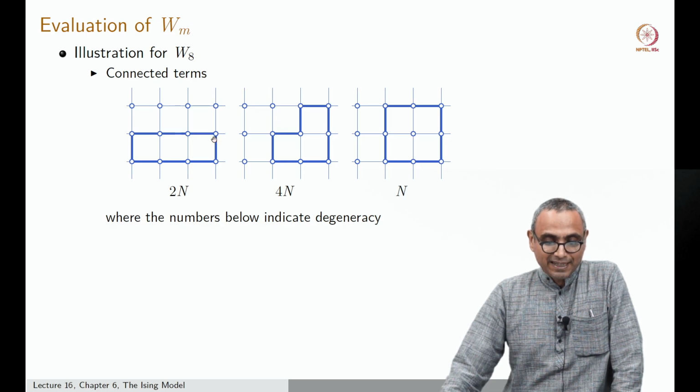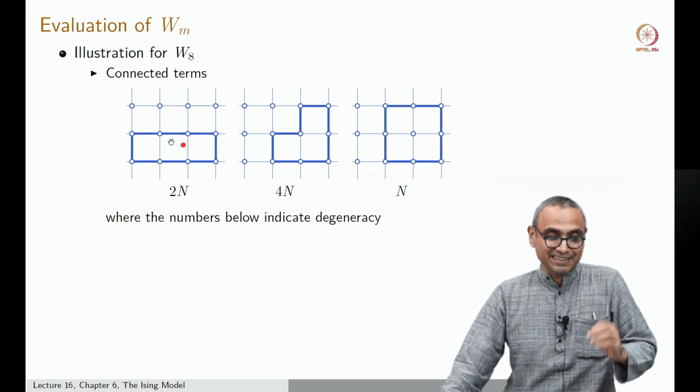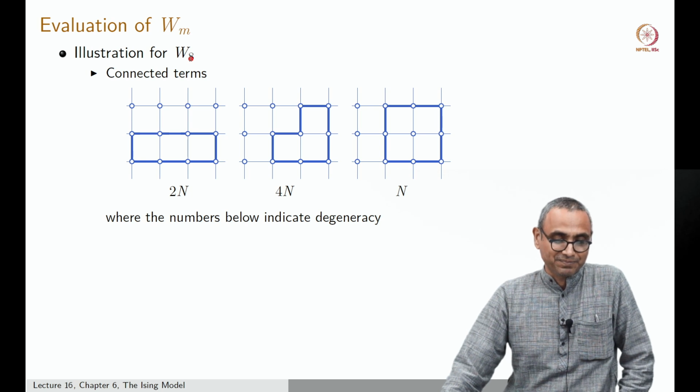Okay. So I start here and you can count 1, 2, 3, 4, 5, 6, 7, 8. There are 8 links, and that's why this is a W8 diagram.